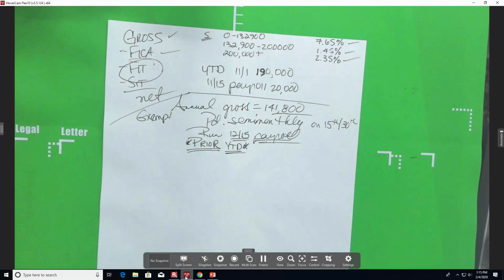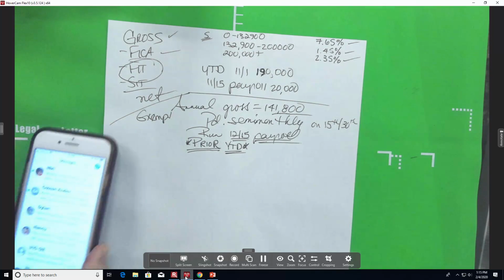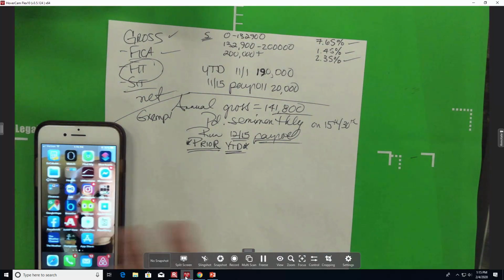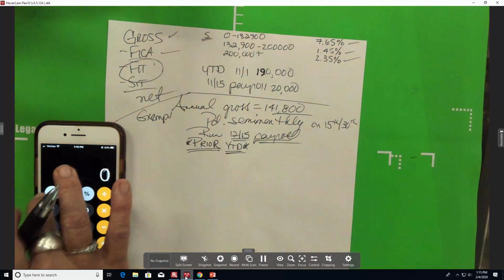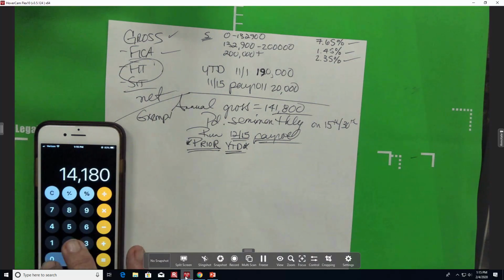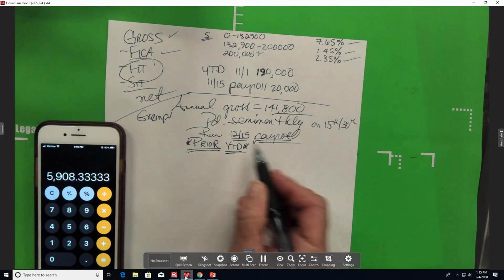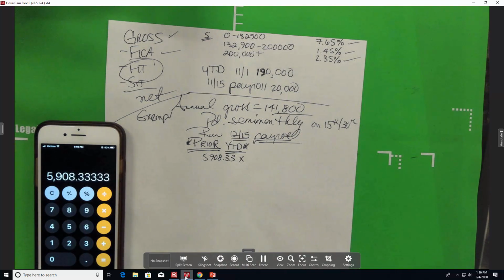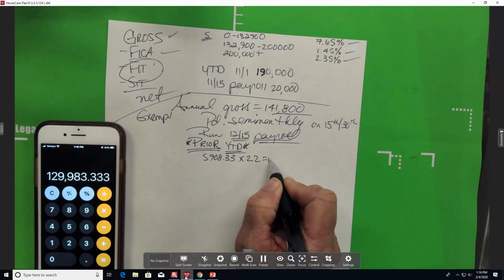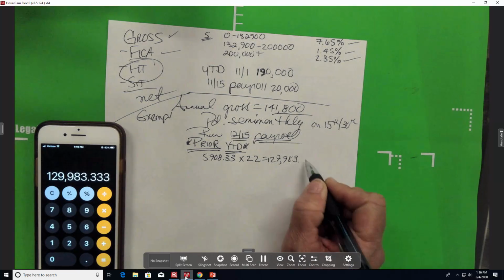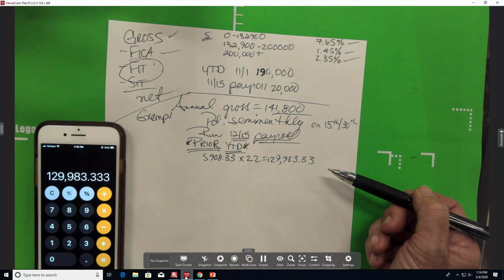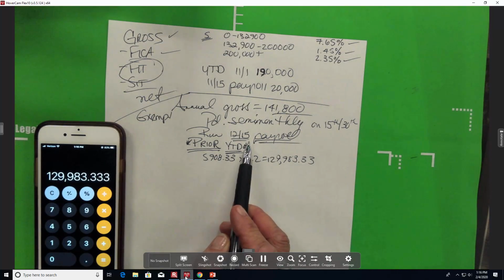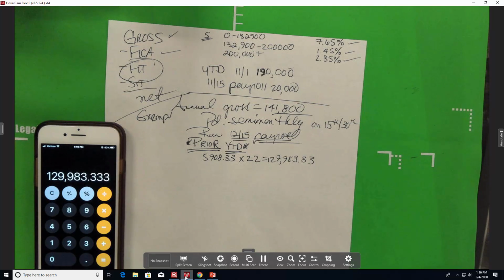Okay, did we get to our year-to-date prior gross? How much do we think that she makes every time she's paid? Divided by 24. Okay, 5908. And then how many payrolls were before today? Times 22. Oh, she gets paid one more time. Okay, so if she made this before today, and then today, i.e. 12/15, she's going to make another 5908.33, what's going to happen?